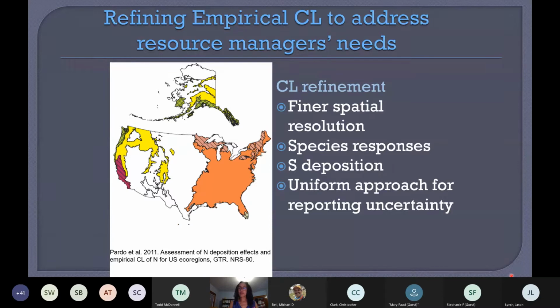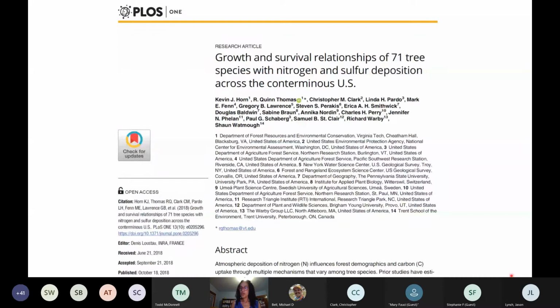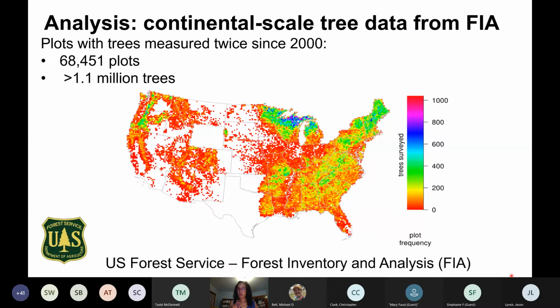And another important piece is clearly documenting the uncertainty associated with the critical load. So we did this national scale analysis funded by the Powell Center and led by Kevin Horn with Quinn Thomas, Chris Clark, and I. And the findings that I'm presenting are based on this analysis.